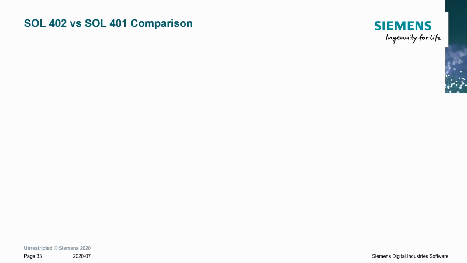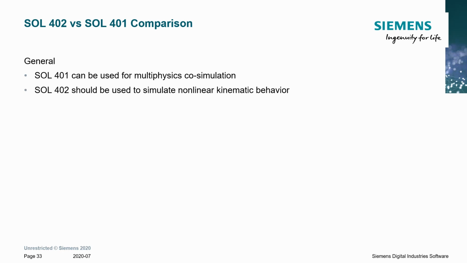Okay, let's go through a little comparison of the two. 401 can be used for multi-physics co-simulation, so you can apply temperatures and co-simulate that way. And then 402 is used to simulate nonlinear kinematic behavior. So if you look at the FEMAP examples, there's that little clip, and we have shown both with slide line, and we also have it available as a 402 example as well. So that's a large displacement example.